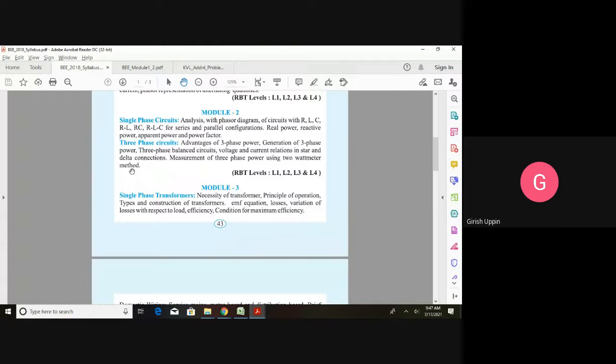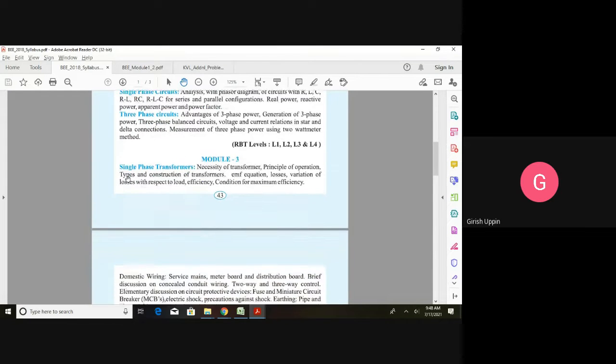Okay, that is one very important question: the relation between the line and the phase entities, current or voltage, in case of a star and a delta connection. These three are very important. First one is the 2 wattmeter method theory, as well as the problems based on that. Then the relation between the phase and the line entities in a star and delta connected load. So either they can ask a star connected load or a delta connected load. These are very important questions from this particular module.